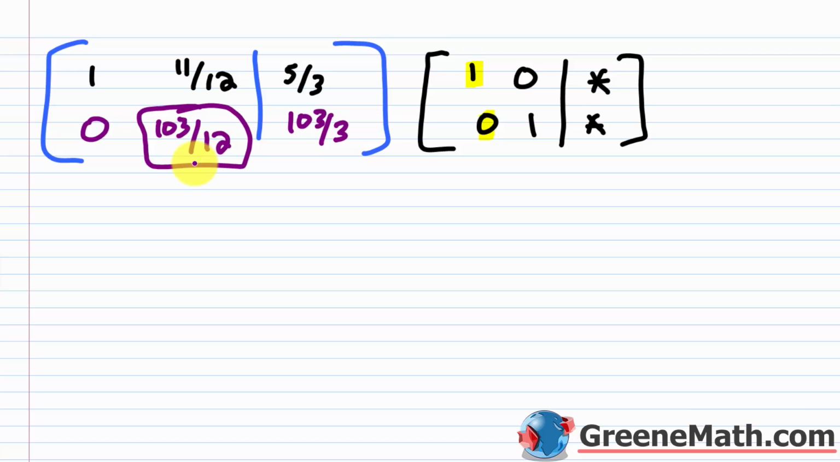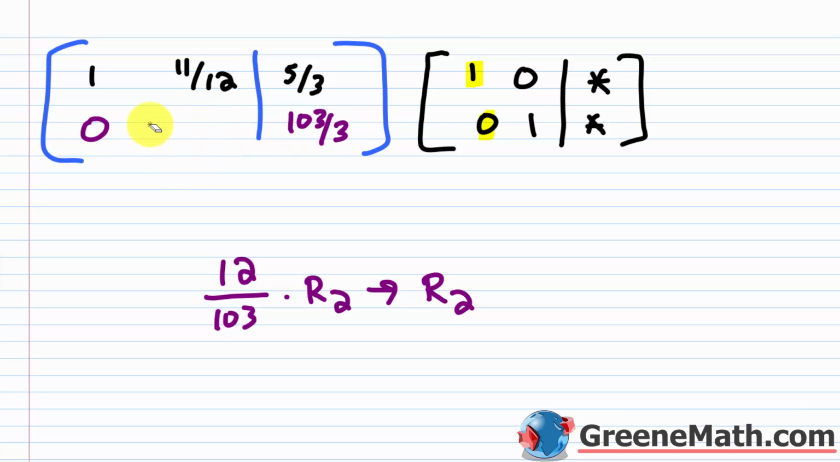We're going to multiply row 2 by the reciprocal of this number. So I'm going to have 12 over 103 times row 2. Again, I'm going to replace row 2 with that. So I know that 0 stays unchanged because 0 times anything is just 0. And then this guy would be transformed into a 1.